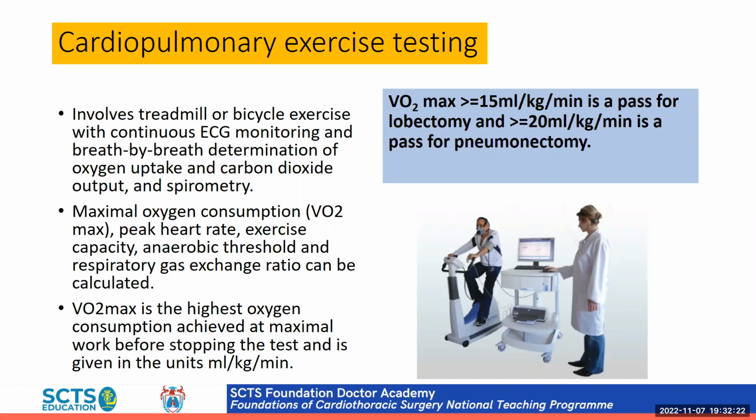And so they will be able to assess how much oxygen you're using, what is the maximal oxygen consumption, what is the peak heart rate that the patient has reached. It will look also at the exercise capacity, anaerobic threshold, your gas exchange ratio. All of these things are calculated. So we look at the VO2 max as thoracic surgeons. We are interested in this number, but there are so many other things that will tell you.